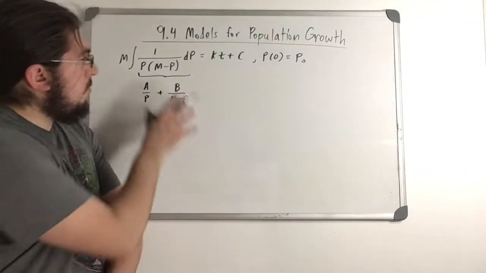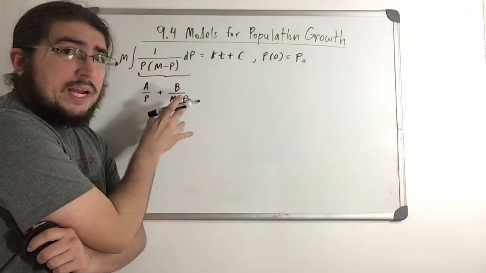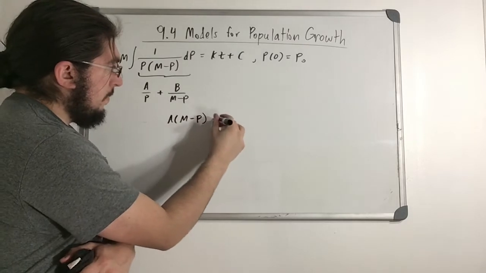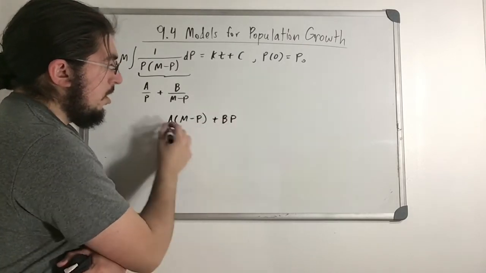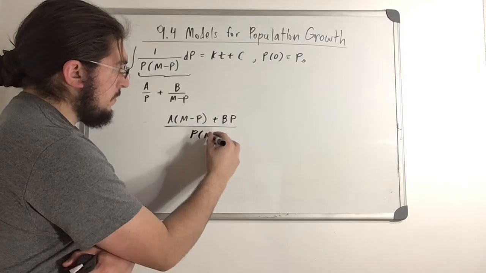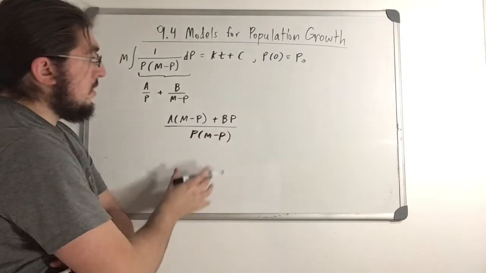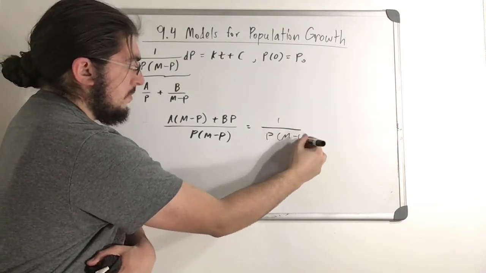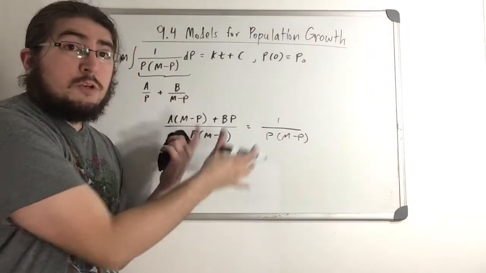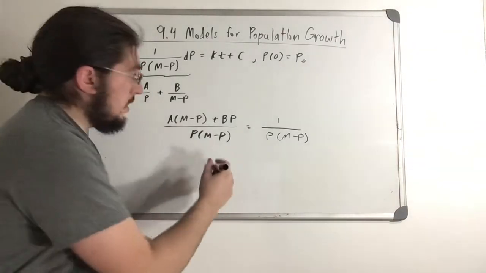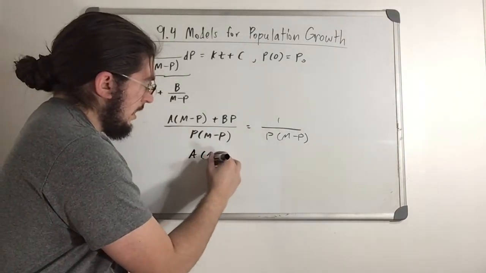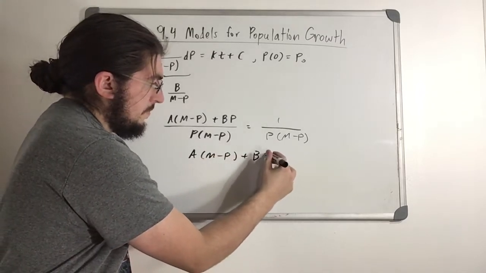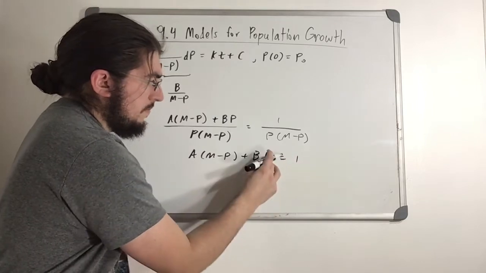Okay, so now here we're going to attempt to combine this into one fraction, and we will get A times (M minus P) plus B times P all over the common denominator P times (M minus P). And that's of course going to be equal to the original fraction. And what you'll notice is that since the denominators are the same, the numerators have to be the same. So we can actually just write A times (M minus P) plus BP is equal to 1.